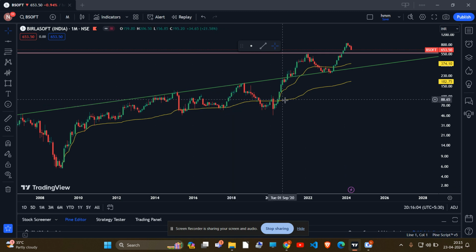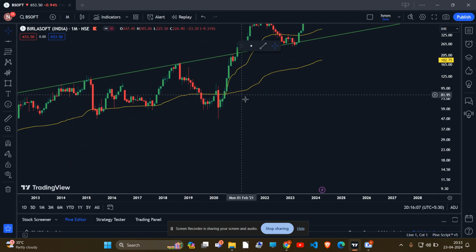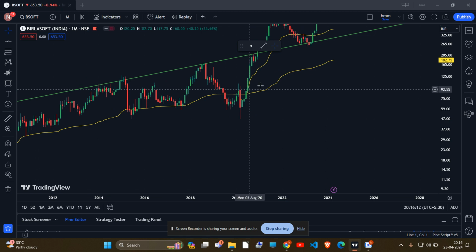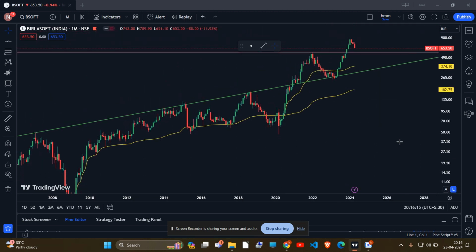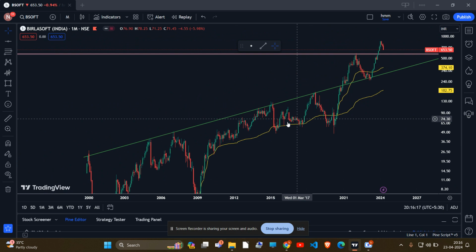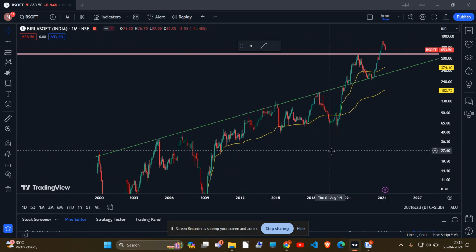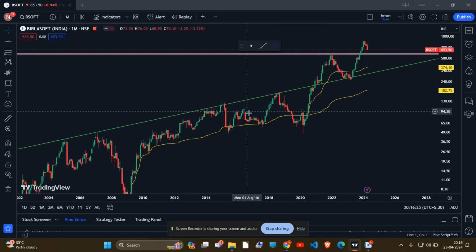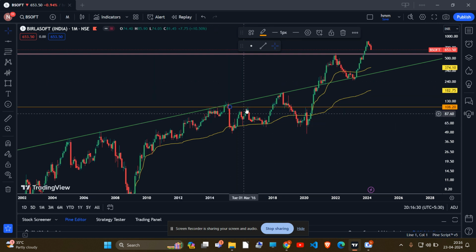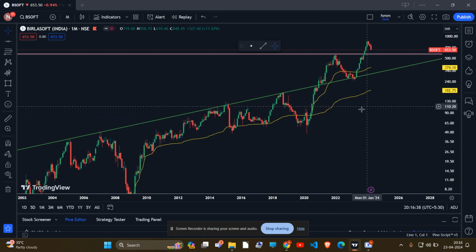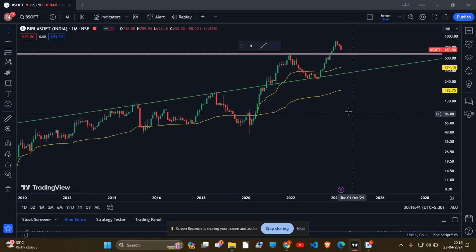And when it got rejected from here at this particular point, it formed a double bottom technical pattern over here. This is a double bottom pattern. It indicates a bullish reversal of a stock, and it has always been forming double bottoms over here. If you look at it properly on monthly time frames, there's always a double bottom pattern over here. Look at this. This is a double bottom pattern, and again there's another double bottom pattern over here. So the stock usually forms double bottom patterns on monthly time frames.